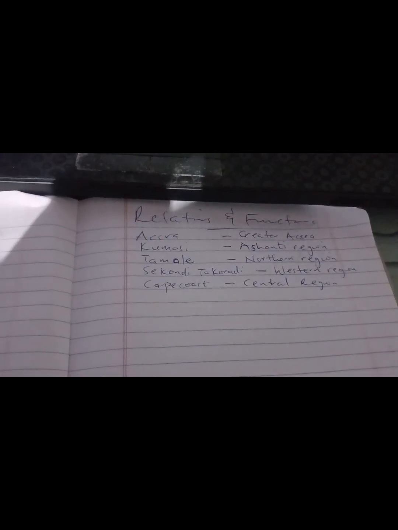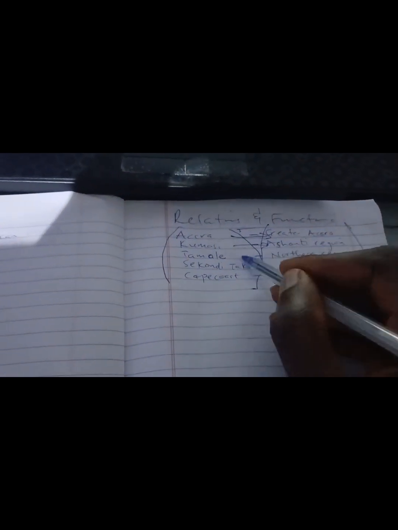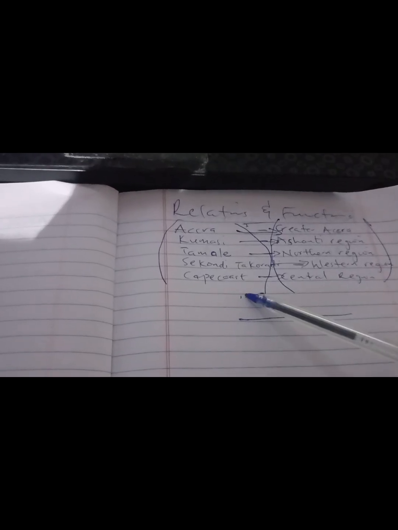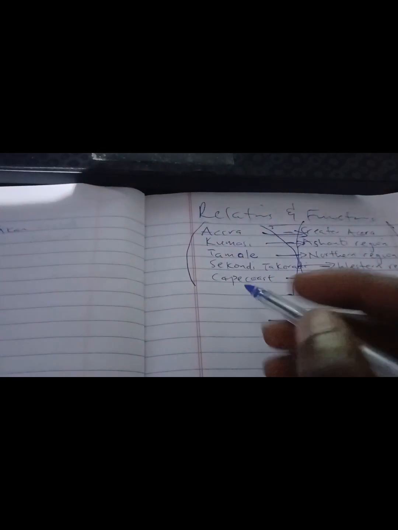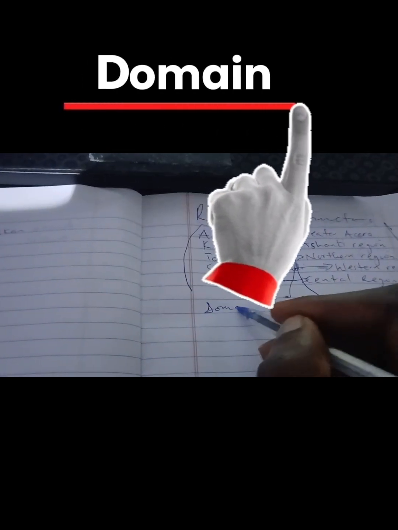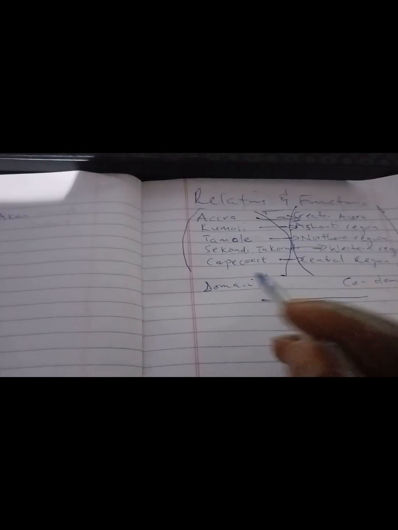Now what if I include this? Does it look familiar? Now let's try to get the relationship between these two sets. So this is our set A and then our set B. Now our set A is what is termed as the domain. So this is our domain, then this is our codomain. What is the relationship between these two?